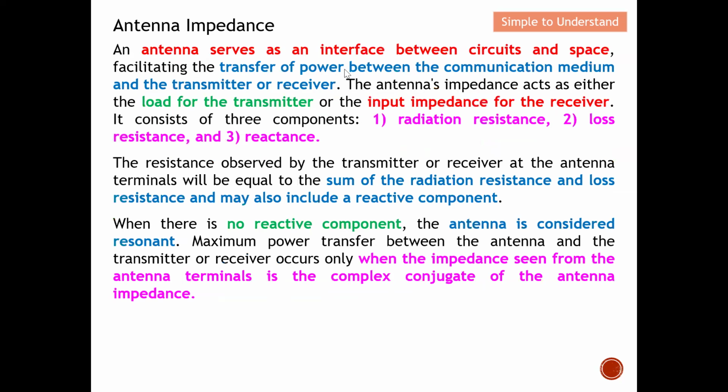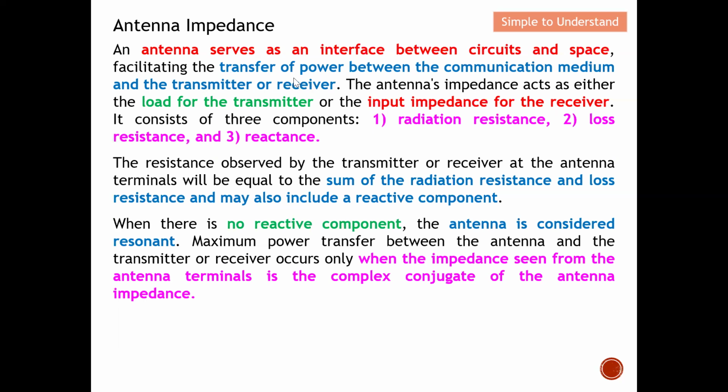An antenna serves as an interface between circuit and space, which I have highlighted. The key role of the antenna is basically to convert the electrical signal into electromagnetic wave. So the electrical signal will be the circuit, and the electromagnetic wave will be the space, which is air. They facilitate the transfer of power between the communication medium, for example air in this case, and the transmitter or receiver. So in short, the antenna is a middleware in between the communication medium and either the transmitter or receiver.